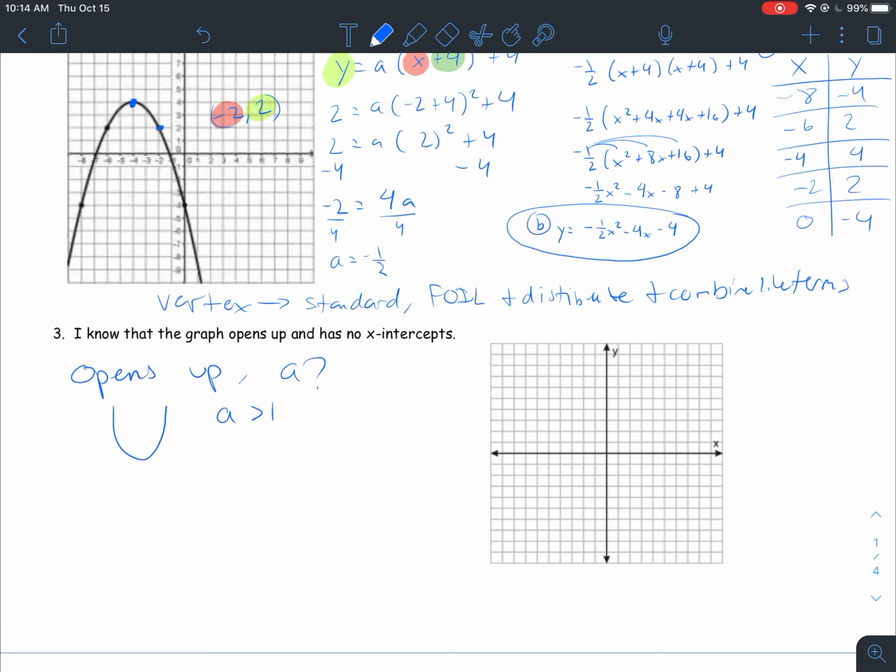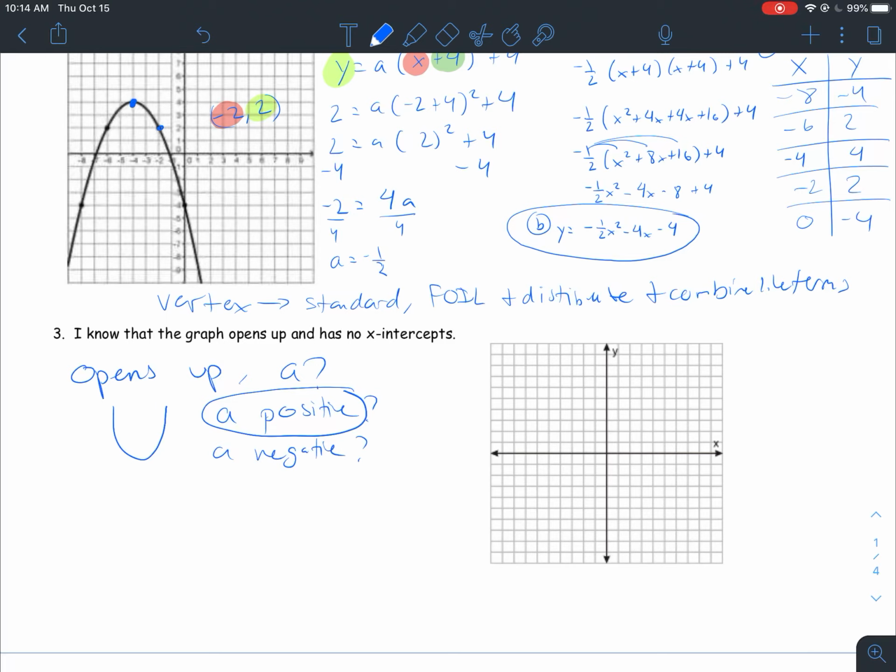Is it going to be greater than 1? I actually should say, how about this? Is A going to be positive? Or is A going to be negative? Think about that. So if it opens up like a cup, it's going to be positive. So we have a positive A value.